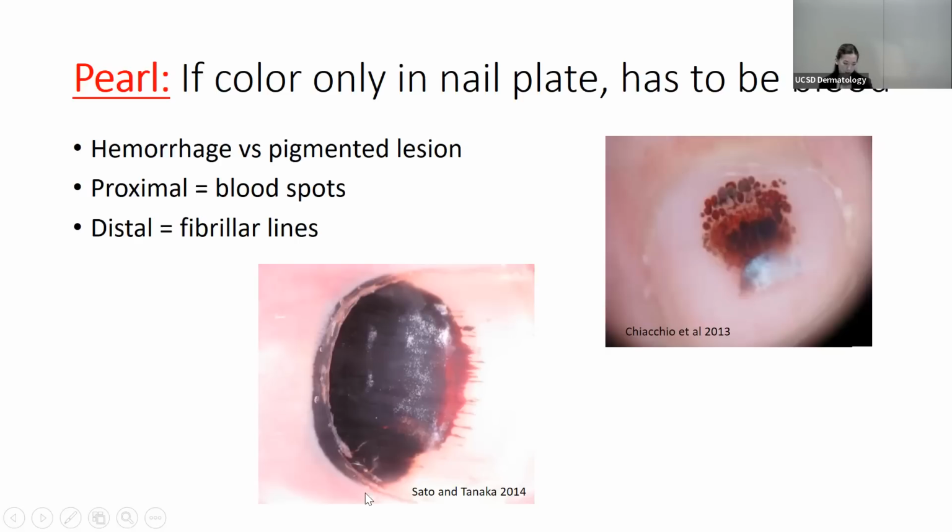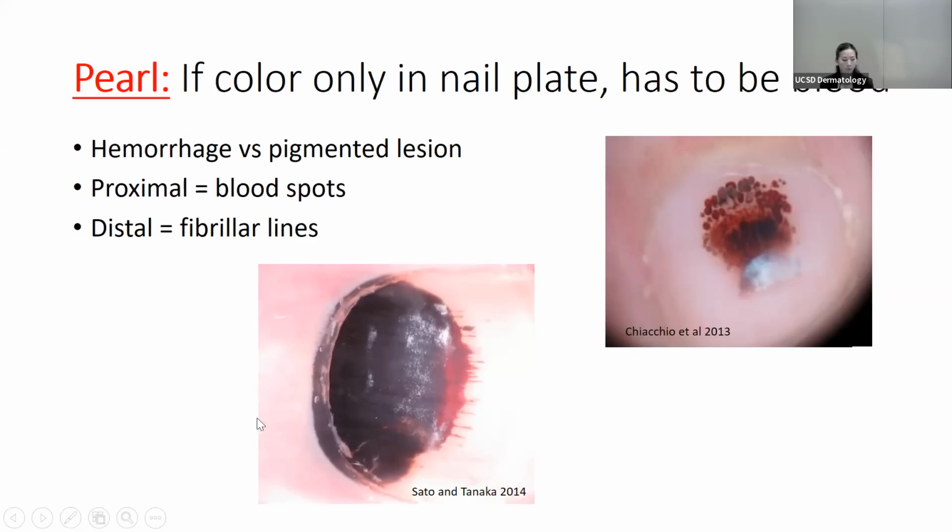So like this, this does involve the proximal nail fold, but this is obviously blood because you see these little fibrillar lines. That's because capillary action pulls the blood outwards. And then you obviously see this red-brown color too. But again, you always want to make sure there's not some underlying malignancy down here that's causing secondary bleeding on top.